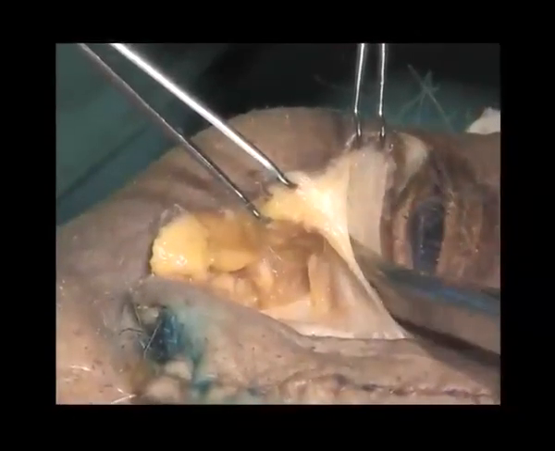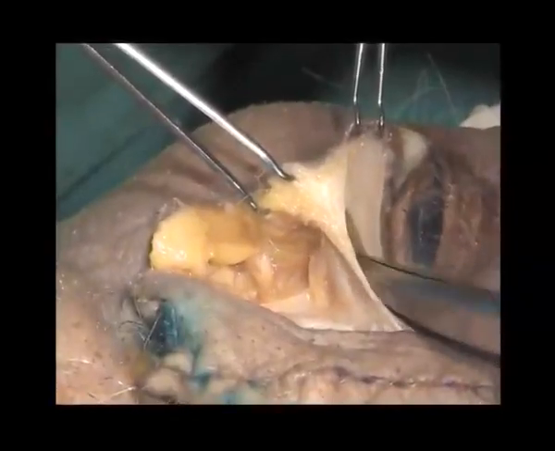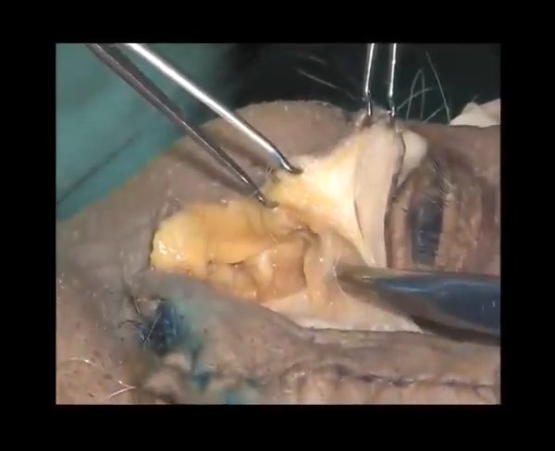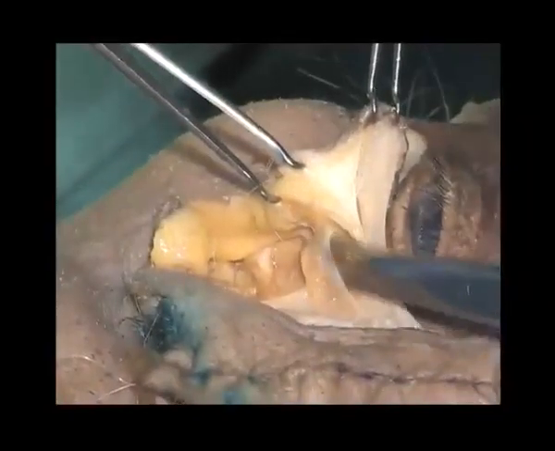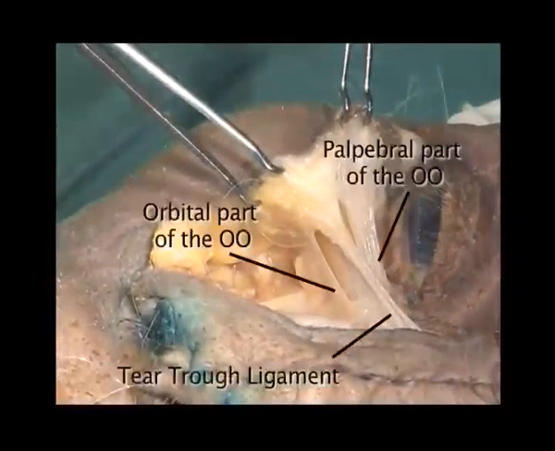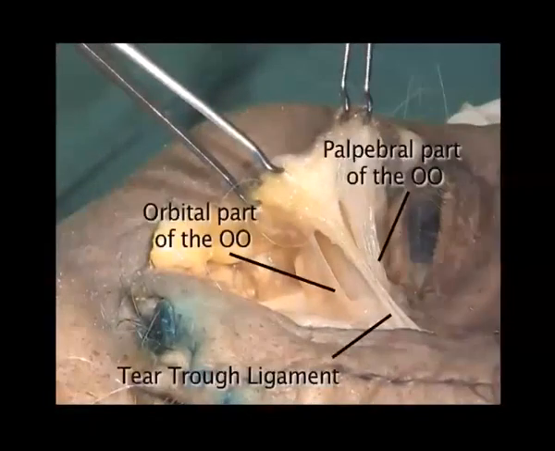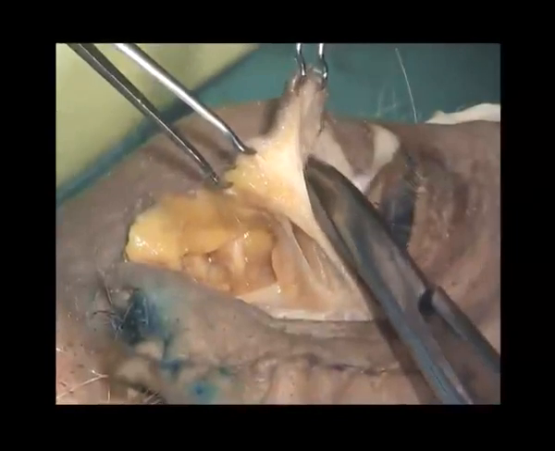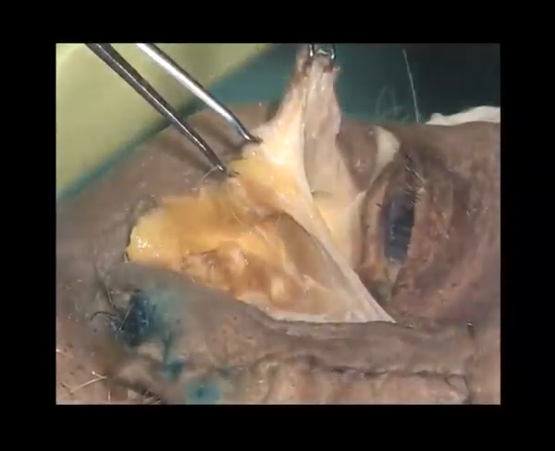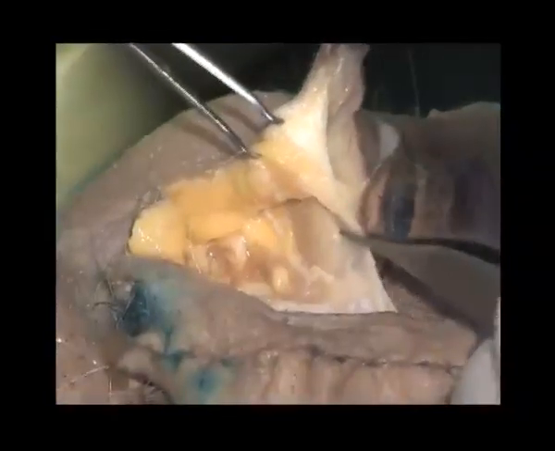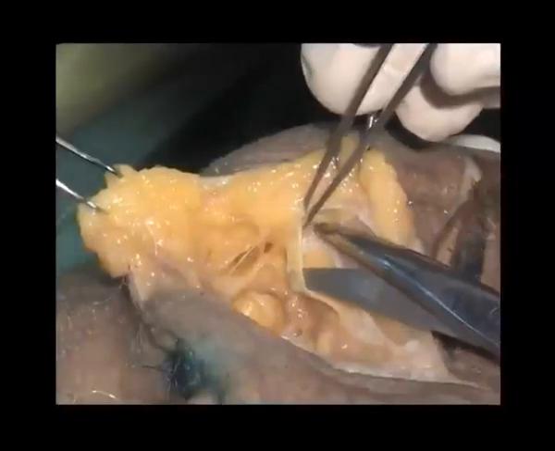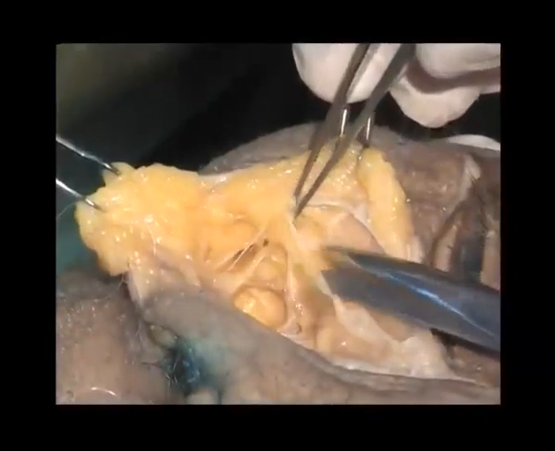The origins of the palpebral and orbital parts of the orbicularis oculi are then bluntly separated from the tear trough ligament. The origin of the orbicularis oculi is then divided, isolating the tear trough ligament. This osteocutaneous ligament is extremely strong. At this point, the course and relations of the angular vein can be clearly visualized.